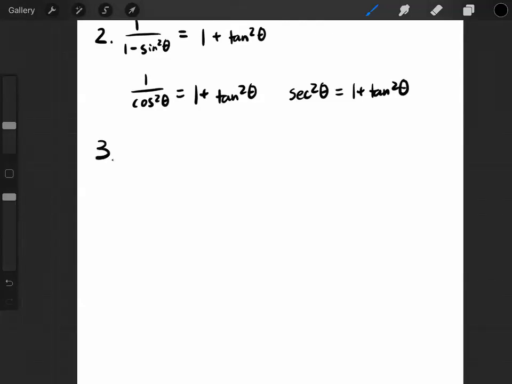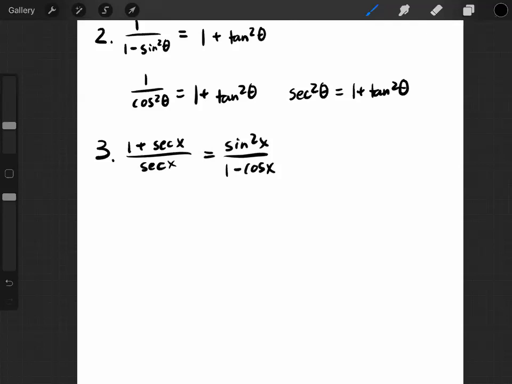So let's move on to question number 3, which is a little bit more tricky. Question number 3 is 1 plus secant x over secant x is equal to sine squared x over 1 minus cosine x.